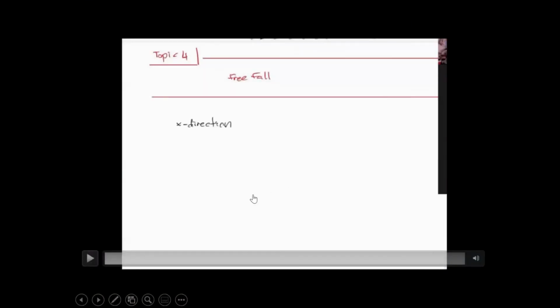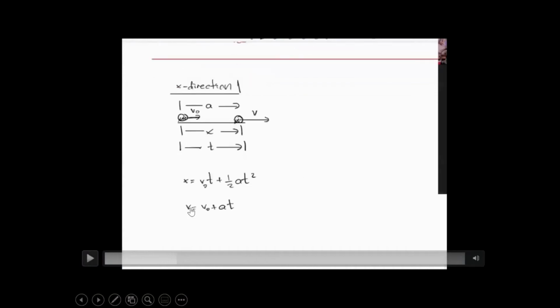Okay, so let's have a mathematical model here. So far, we talked about uniform motion and uniformly accelerated motion, which means that the acceleration is constant. It's going to be speeding up in this direction within this distance and within that time period. So we were able to describe this motion using 3 equations.